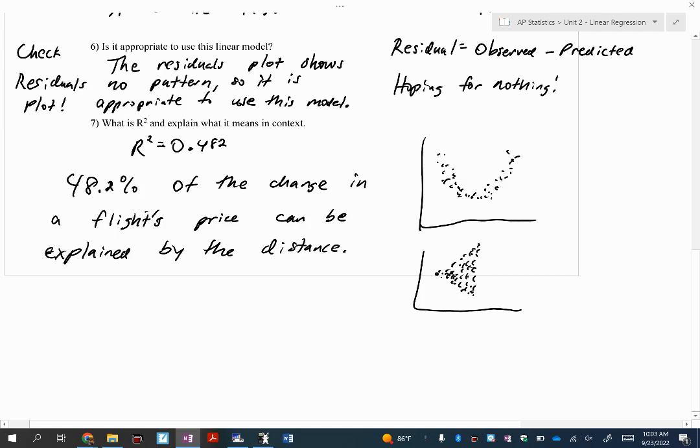Sorry, you said the r squared measures the change in your y that's explained by the change in your x. Yes, explains, or described. Well, either word is fine. So this is the sentence that I always write, Joseph. So, yeah, you're good. 48.2% of the change in a flight's price can be explained by the distance. So that means there's a lot of stuff out there that could determine the price of a flight that's not based on just the mileage.